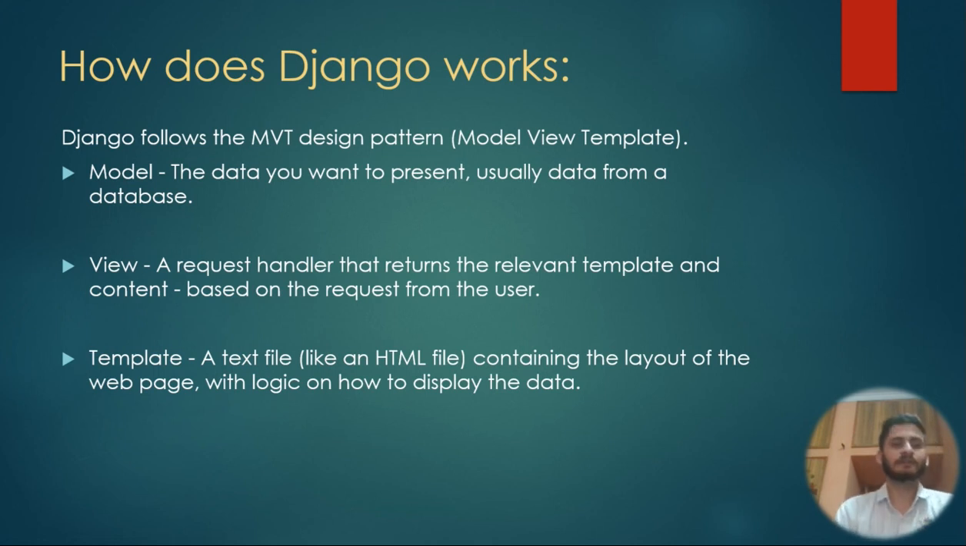And how does Django work? Django follows the MVT design pattern. MVT means model view template. Model means the data you want to present, usually data from a database. And the view is a request handler that returns the relevant template and content based on the request from the user. The next one is template, a text file like an HTML file containing the layout of the web page with logic on how to display the data.